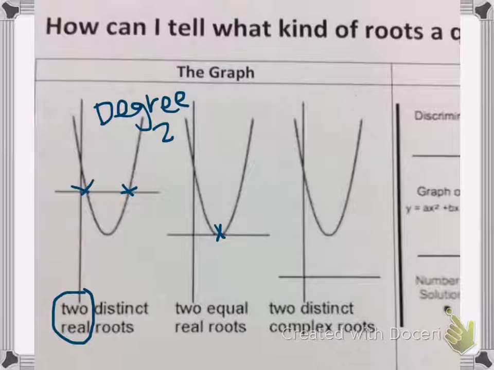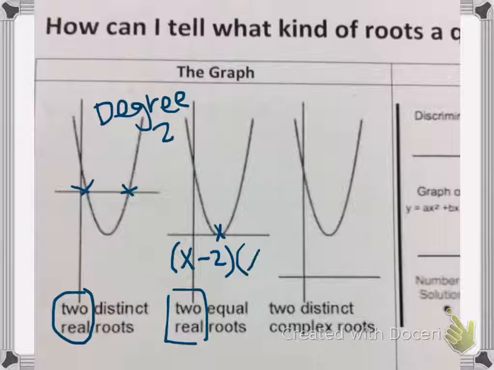Now it looks like we only have 1 real root here, but we really actually have 2 real roots. When our graph touches the x-axis and doesn't cross it, it's when we have something like x minus 2 times x minus 2. It's the same number twice. So I'm going to just put same number, and we're just going to remember that every time it touches like that, we're going to have the same number 2 times.